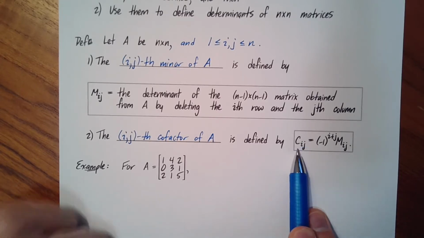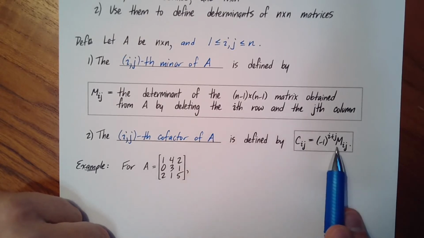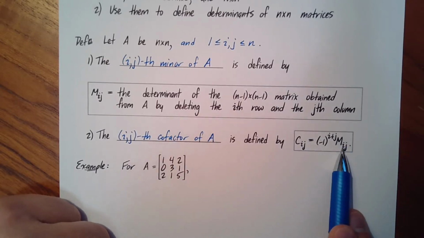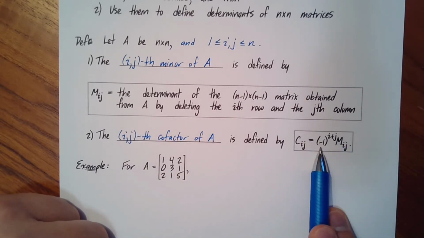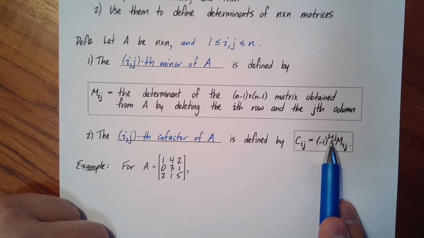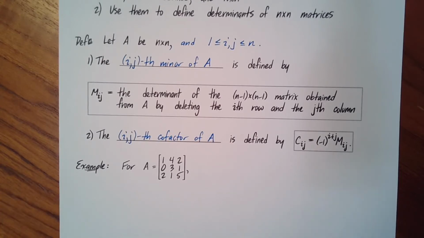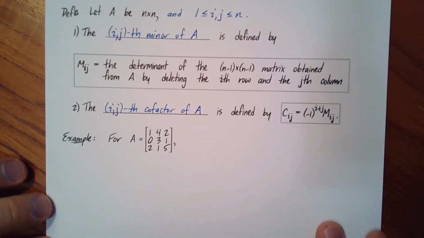The way you get the ijth cofactor is you take the ijth minor, capital M with the ij subscripts, and you multiply it by a power of -1. The exponent is just the sum of the two indices i and j. In order to really grasp this definition, you just have to get your hands dirty and play with it a bit. So that's what we're going to do in the next example here.